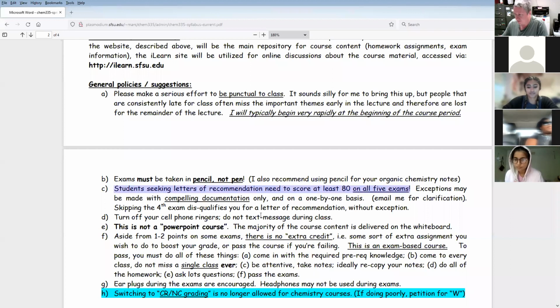Students seeking a letter of recommendation need a score of 80 on all 5 exams. Now I have some wiggle room there, but the big thing is, if you're going for a letter, I don't want you to skip exam 4. Remember, there's that 4th exam. If you're doing really well in the course, you could skip exam 4 and get an A in the course. But if you want a letter of recommendation, I don't want you to do that.